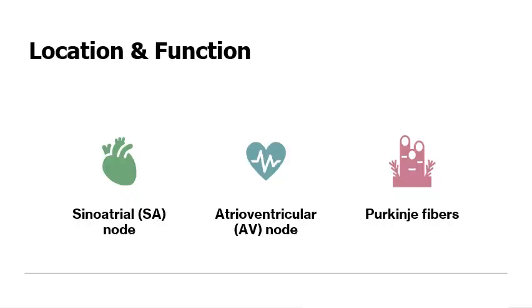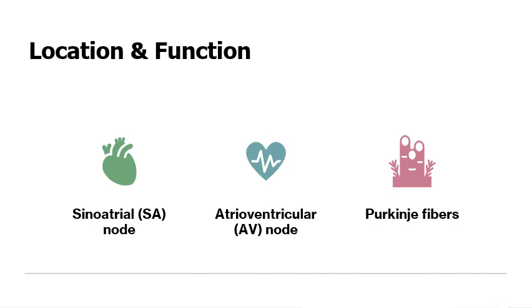So on this next slide, we have here the sinoatrial node, which we discussed earlier, the atrioventricular node, and the Purkinje fibers. Now, the sinoatrial node is located in the right atrium. The SA node contains a primary cluster of autorhythmic cells. These cells set the heart rate by generating impulses at the fastest intrinsic rate.